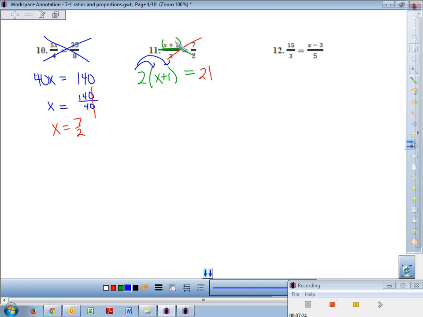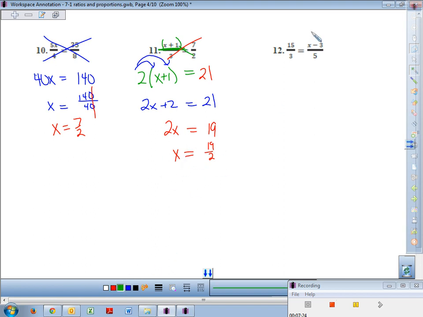I know a lot of people try to just distribute right away. I advise you to not do that. More mistakes happen that way than you would imagine. So put parentheses around it and bring her on down, then distribute. And then subtract 2 from both sides and get 2x equals 19. And divide by 2, and that doesn't come out nice, so we'll leave it 19 halves.